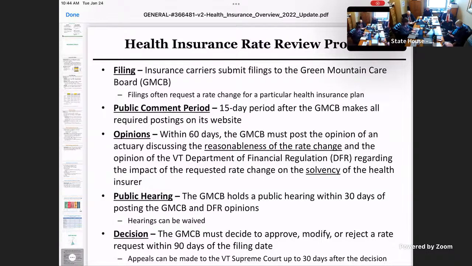And then there's a decision. The Green Mountain Care Board must decide to approve, modify, or reject the rate request within 90 days. And appeals can be made to the Vermont Supreme Court up to 30 days after the decision. So that's the high-level overview of how rates are reviewed in Vermont. And what I'll say is Vermont has a pretty rigorous rate review process relative to a lot of other states.